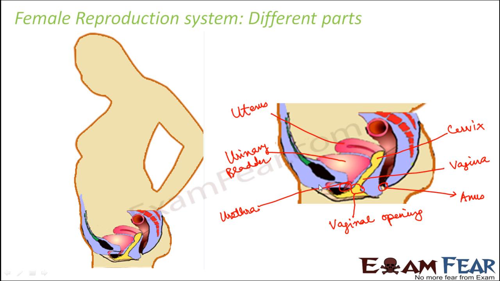Right? Now if you look at the external genitalia, this is the vaginal opening and it has lips. The inner layer is the labia minora, and the outer layer, this cream colored layer, is the labia majora. Those are the two parts of the external genitalia. These are some of the important parts of the female reproductive system. I hope now the structure of the female reproductive system is clear.